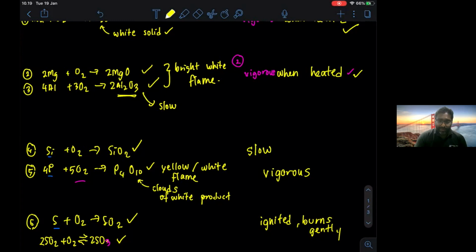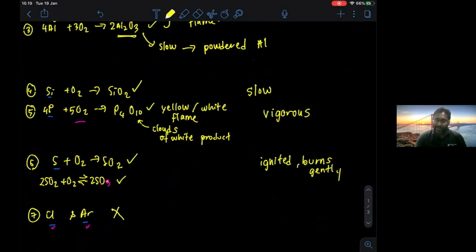But if you really want the reaction to take place, you can use powdered aluminium to increase the total surface area, and you can actually see the reaction, and you can see a bright flame if you use powdered aluminium. So that is how you increase the rate of reaction. But for silicon, it is going to be a slow reaction. It is going to burn gently when ignited.